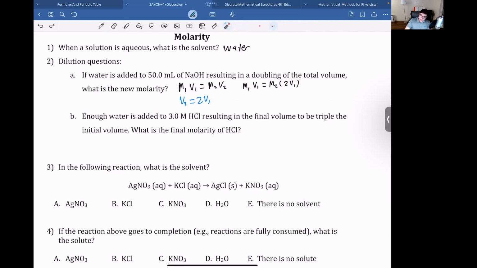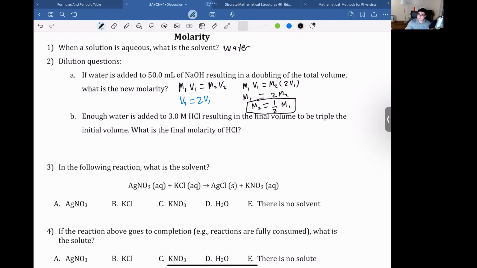Since I plugged it in, if I divide both sides by V1, these both cancel out. Then I get M1 is equal to 2M2, or the initial molarity is twice the second molarity. So you can end here. I'm going to make it very explicit, where the second concentration is equal to 1/2 of the first. I just divide both sides by 2. This is 1/2 times M1.